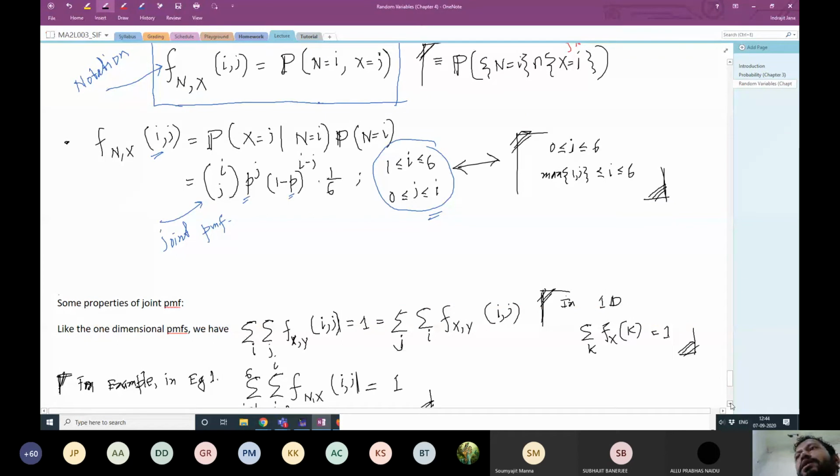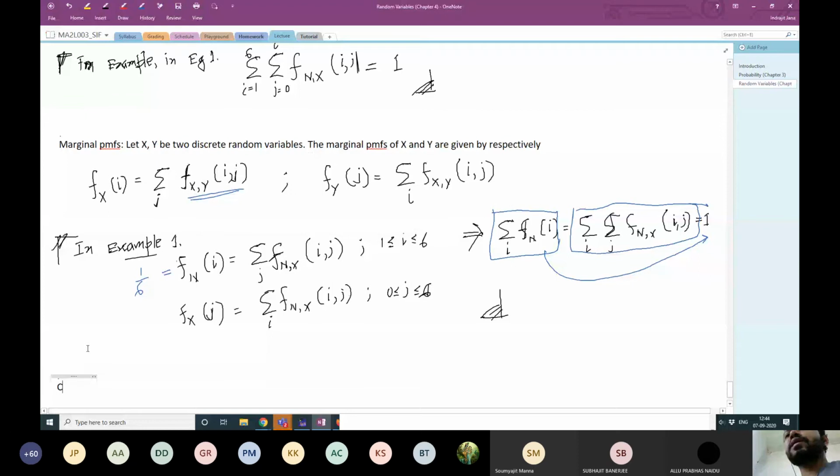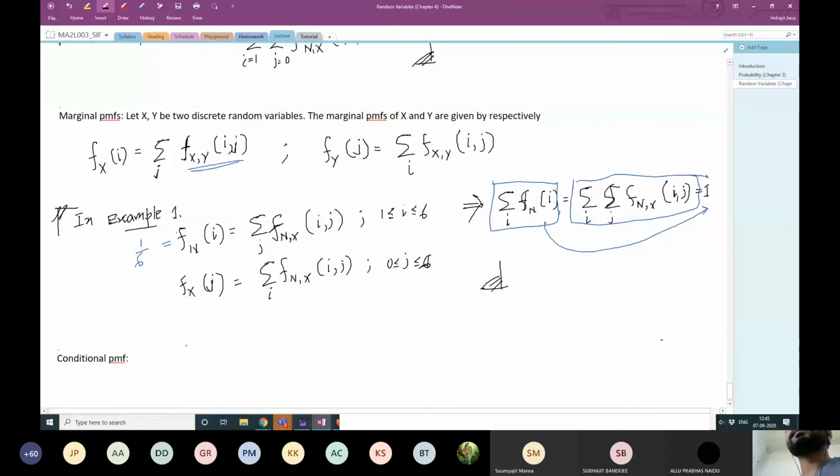Along the same line, there is something called conditional PMF, which is again nothing but the concept of conditional probability. Again, we have two random variables X and Y. Let X, Y be two jointly distributed random variables.